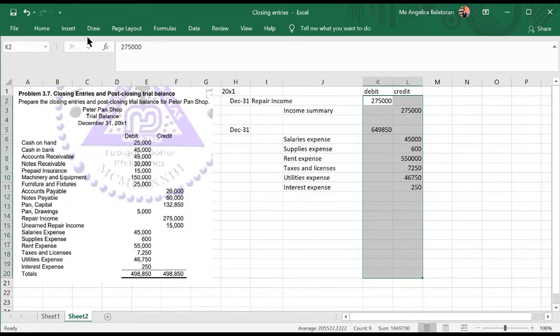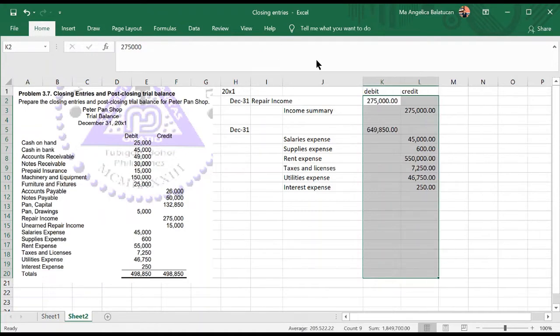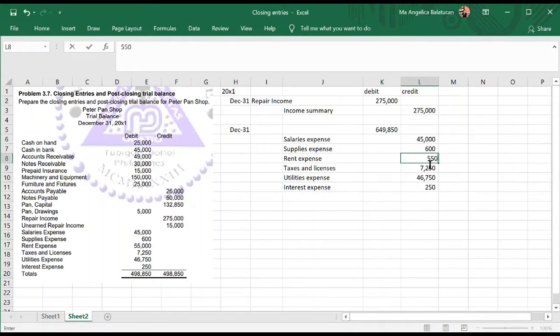Wait, I think I made an error. Okay, so this is only 55,000. So that's 154,850, and this would be debited to income summary.